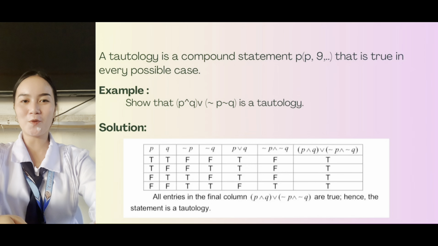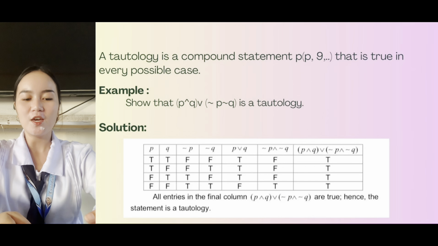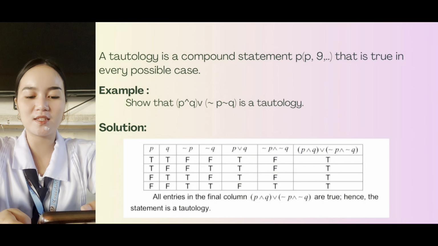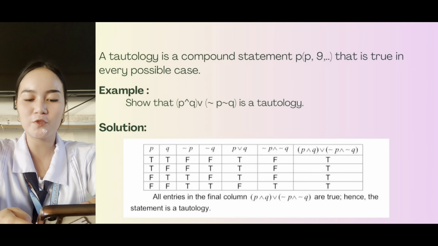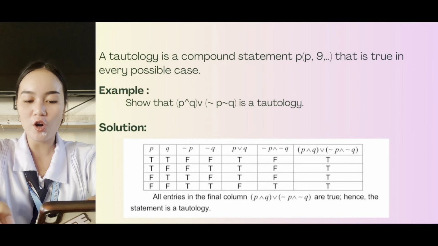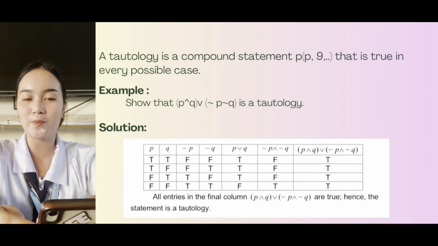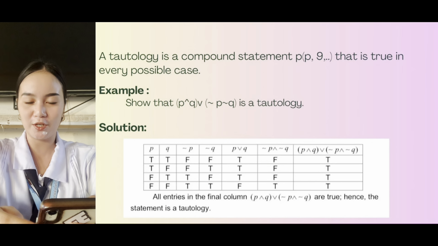A tautology is a compound statement of P and Q that is true in every possible case. The example shows that the statement is a tautology because the final column of the truth table contains only true values for all possible combinations of P and Q.